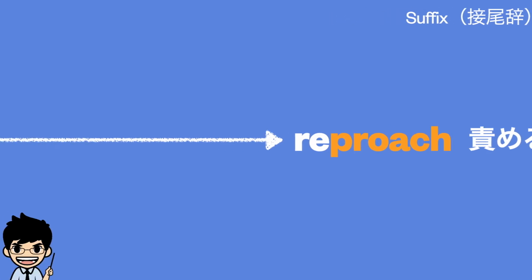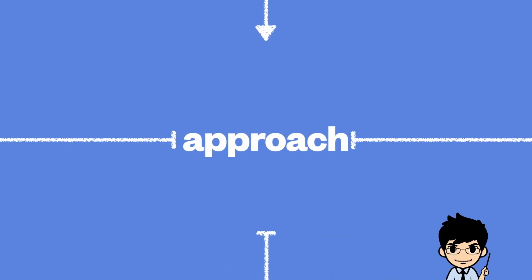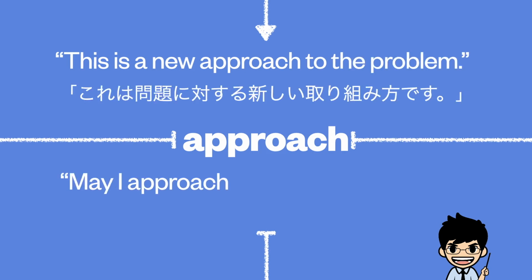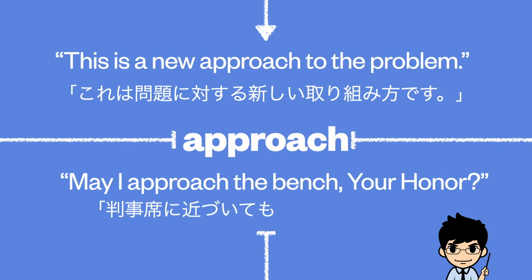Let's get back to our main word approach and look at some new sentences. We often hear this kind of sentence. This is a new approach to the problem. In American movies and TV series, we often hear, "May I approach the bench, Your Honor?" This is the lawyer talking to the judge in court.